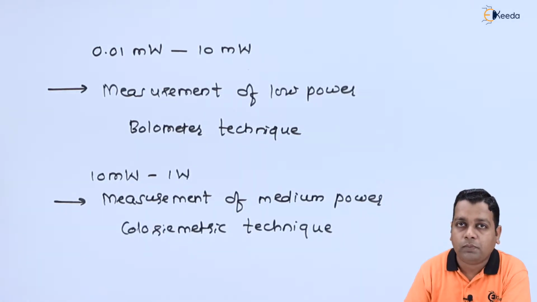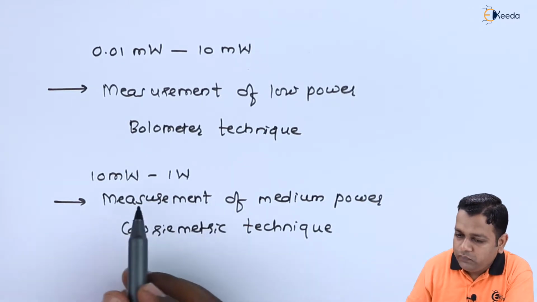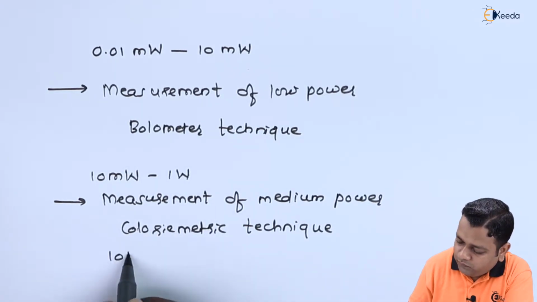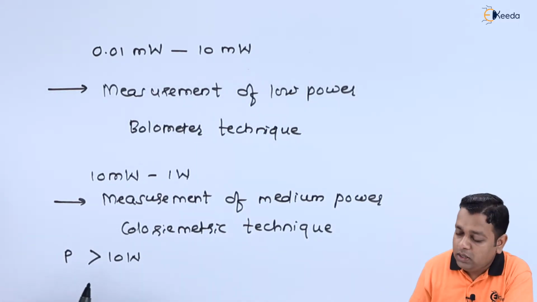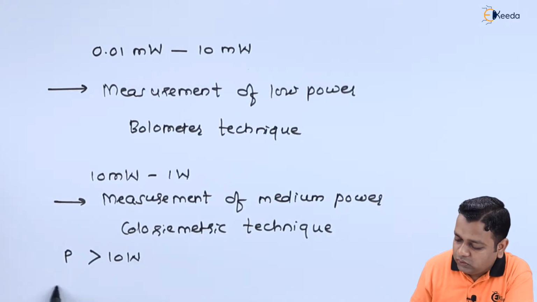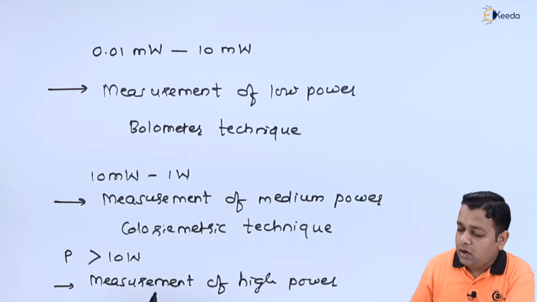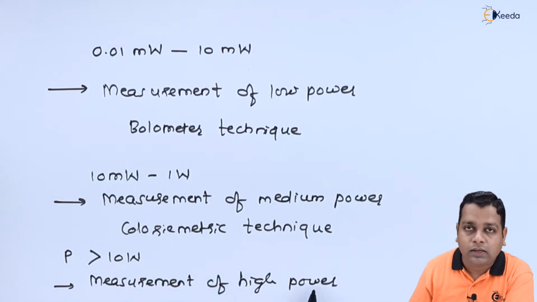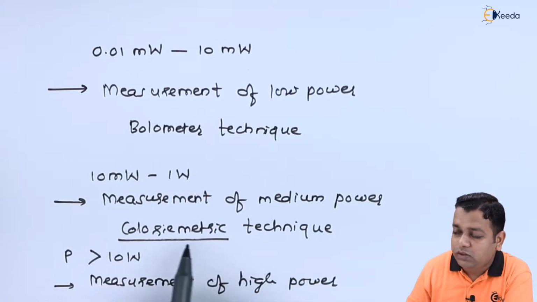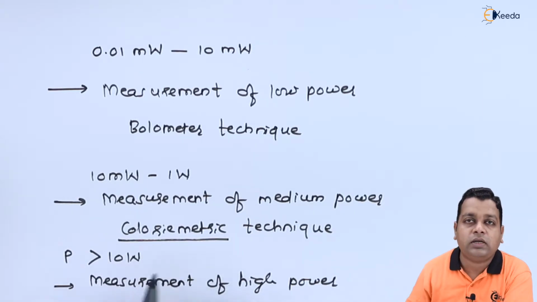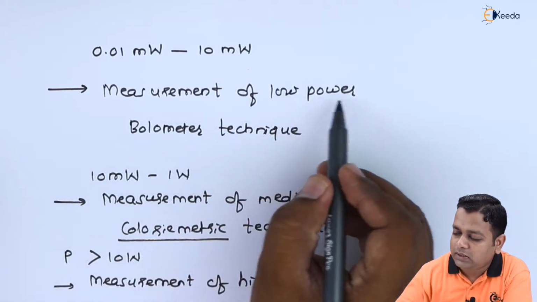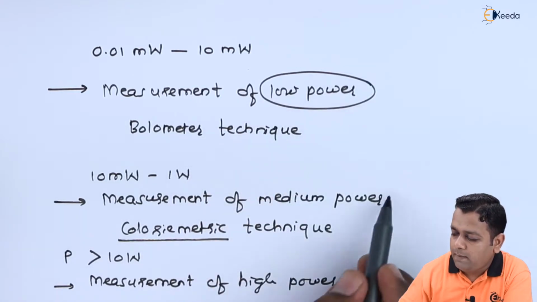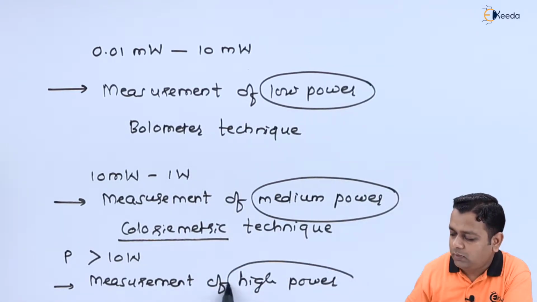And when we have the power greater than 10 watts here, the power is simply represented by capital P when it is greater than 10 watts, at that time we can call it the measurement of high power. And for the measurement of high power, again the arrangement is associated with the calorimetric type, but the technique is called the calorimetric wattmeter here. So one by one we shall be addressing the measurement of low power, medium power and measurement of high power.